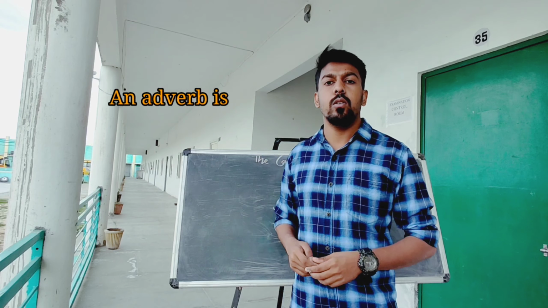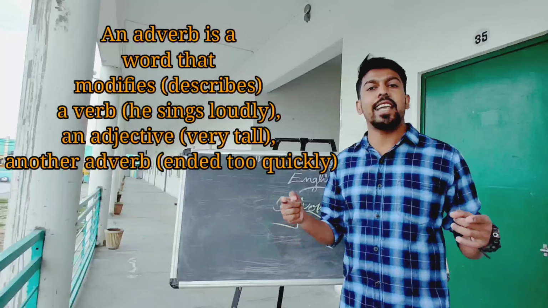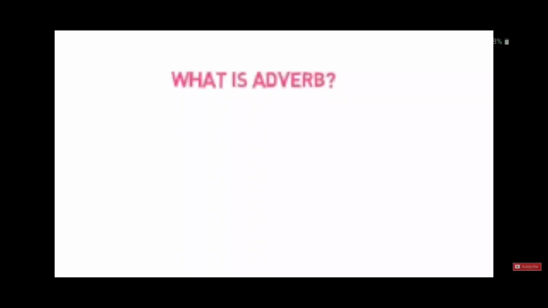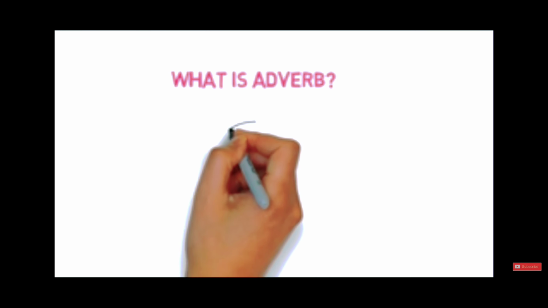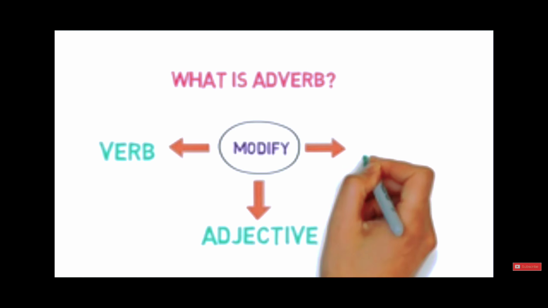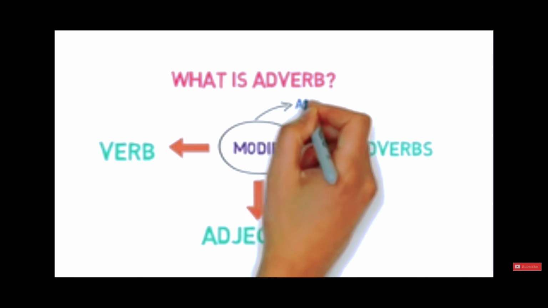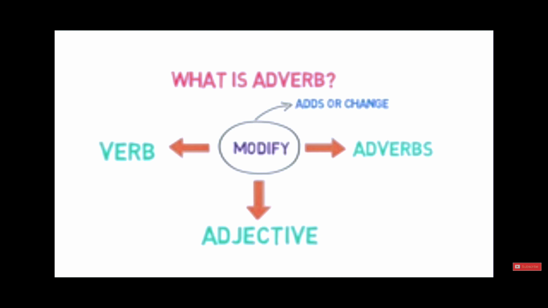So in this video we will learn about adverbs. So let us start the class. In a simple way we can say that the adverb is a word that modifies a verb, adjective or another adverb in a sentence. Then what does modify mean? Modify means it can add or change the meaning of a verb or adjective or an adverb in a sentence.